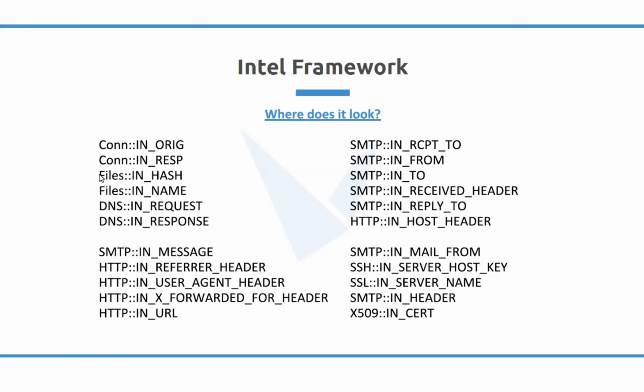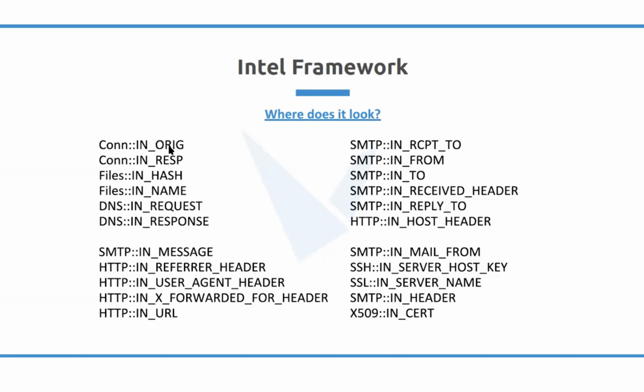So if there are file analyzers attached to a connection, then that means there is a file transfer happening on that connection, and it has to only look for the hashes in the file analyzer, not all of the other artifacts of that connection. So it is pretty smart in detecting where exactly it is trying to look for that Intel type.